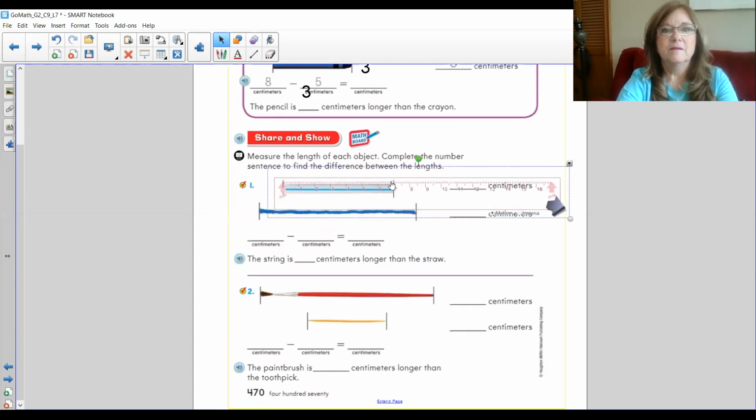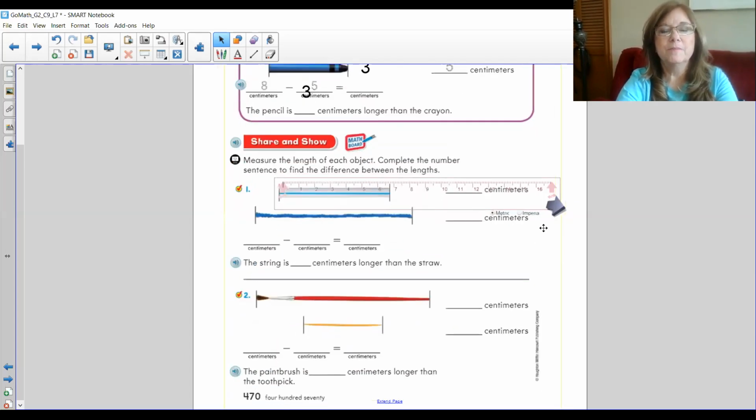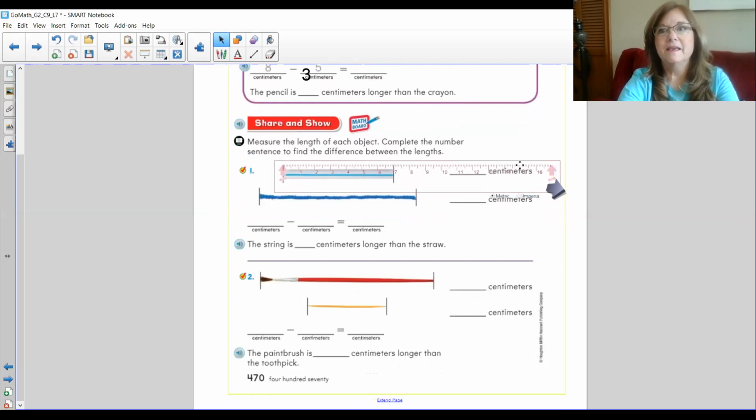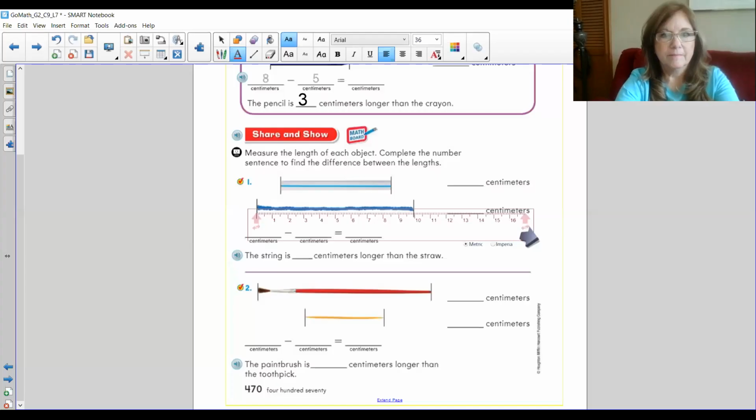Oops. See if I can move my ruler here. Nope, my ruler won't move. Okay, so we want to put 7 right there for the little straw.